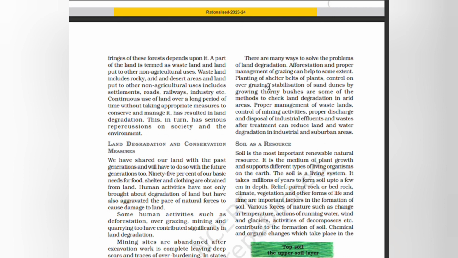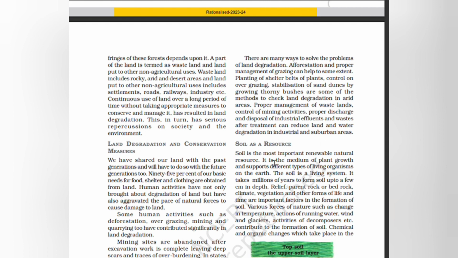Planting of shelter belts of plants, control over grazing, and stabilization of sand dunes by growing thorny bushes are some of the methods to check land degradation in arid areas. Proper management of wastelands, control of mining activities, proper discharge and disposal of industrial effluents and waste after treatment can reduce land and water degradation in industrial and suburban areas.